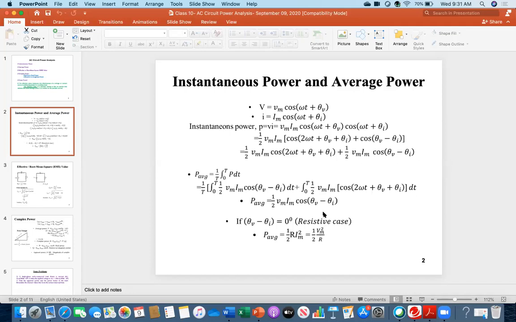Therefore, if it would be capacitance or inductance, what should be this angle? What should be this difference, theta V minus theta I? What do you think? 90. 90 degrees, correct. So you see, we learned that if it is a capacitor, then voltage lags current by 90 degrees. This means the difference is 90 degrees. If it would be an inductor, then voltage would lead current by 90 degrees. Therefore, in either case, whether it is a capacitor or inductor, this is always 90 degrees.